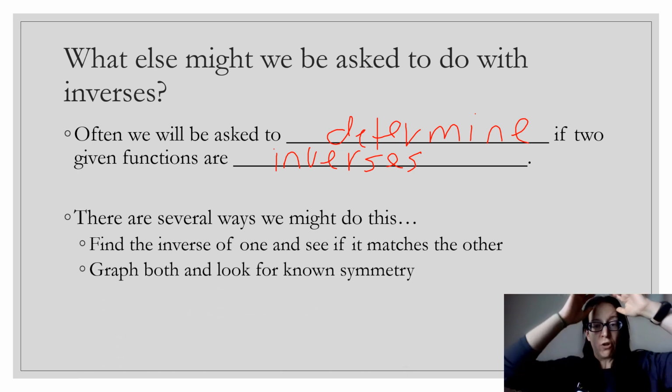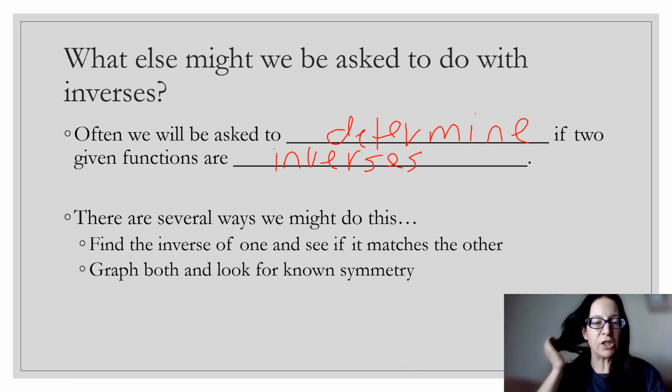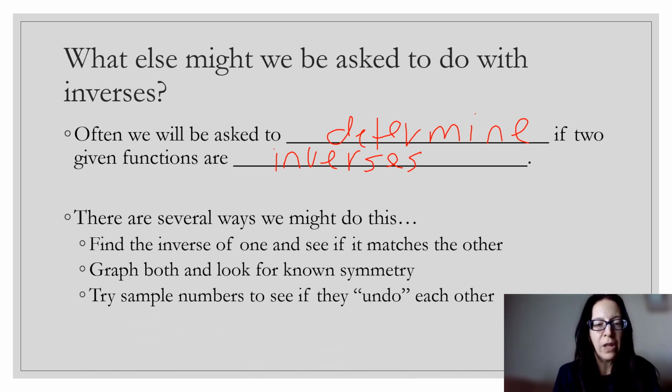Another way is to graph both and look for the known symmetry. We know that inverse functions are symmetric over the line y equals x, so you could graph them both and see if they have the right kind of symmetry. If they do, they are inverses. If they don't, they are not. Nothing wrong with that either. You could also try sample numbers to see if they undo each other. We're actually going to look at this method later in this lesson to get a handle on what inverse functions actually do.